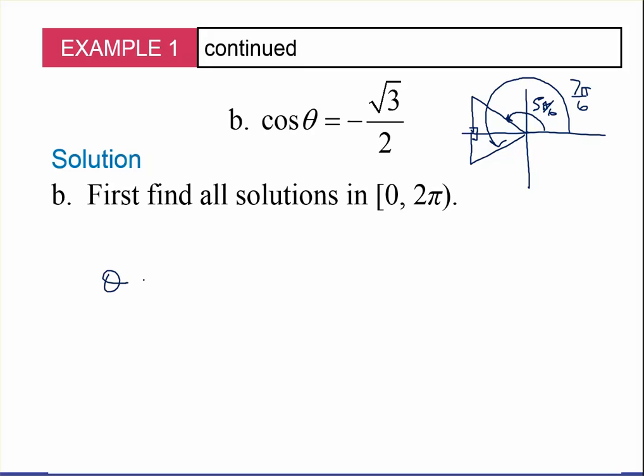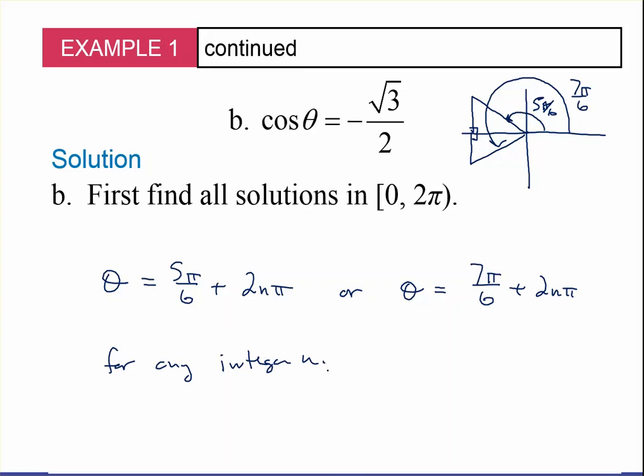There it is. I got it. So I got theta is equal to 5 pi over 6 plus 2n pi, or theta is equal to 7 pi over 6 plus 2n pi. And I have to name what n is in the world here: for any integer n. Okay, cool, done. Looking at 1 full revolution, you know it's going to happen again and again, so we stick in an integer n.